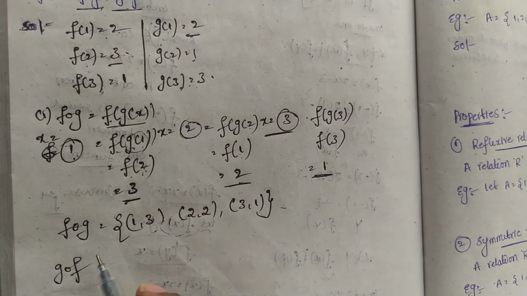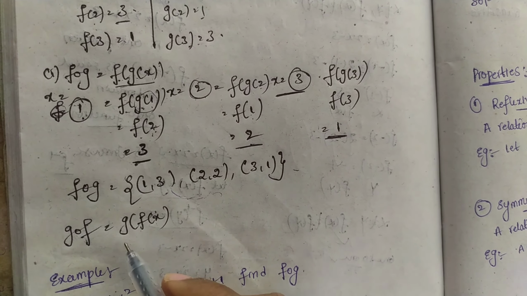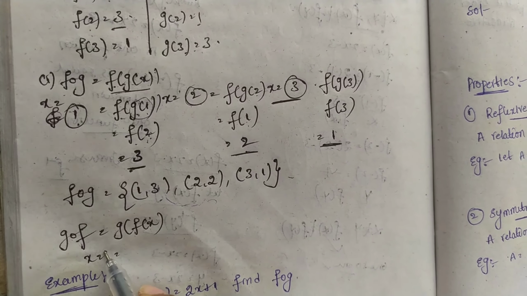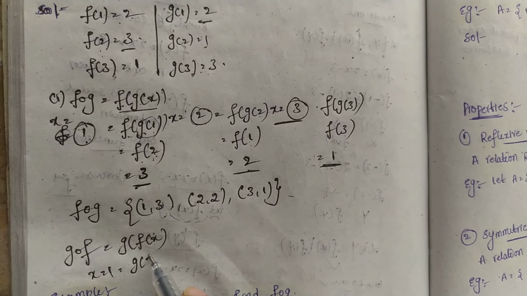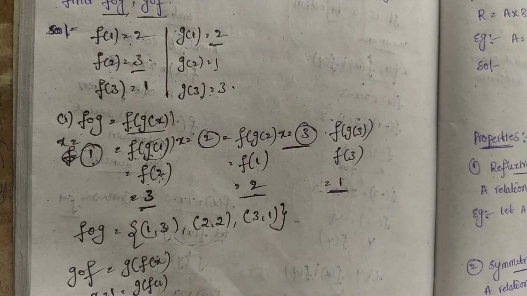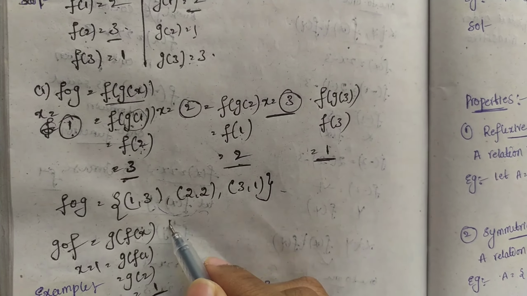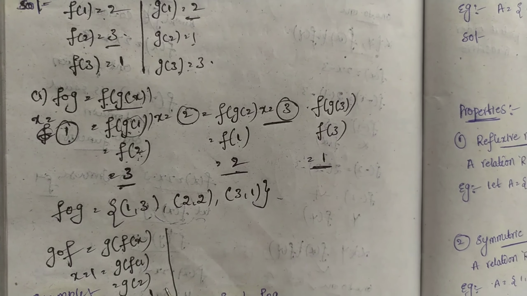Now g circle f of x, that is g of f of x. So taking x equals to 1 first, g of f of 1 means g of 1, which has value 2. G of 2 means value we have 1. So this is the value for x equals to 1, that is 1.